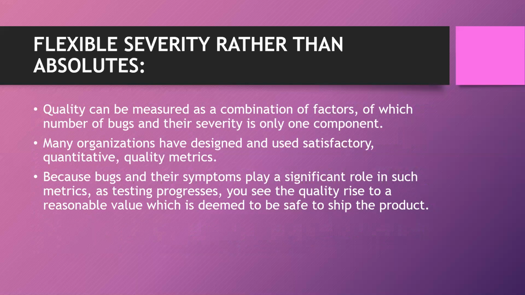Next I'm going to discuss flexible severity rather than absolutes. Quality can be measured as a combination of factors, of which the number of bugs and their severity is only one component. Many organizations have designed and use satisfactory quantitative quality metrics. Because bugs and their severity play a significant role in such metrics, as testing progresses you see the quality rise to a reasonable value, which is deemed safe to ship the product.